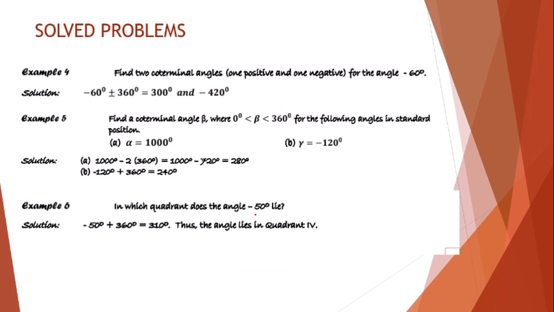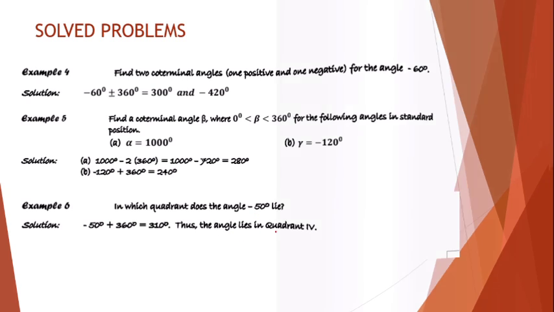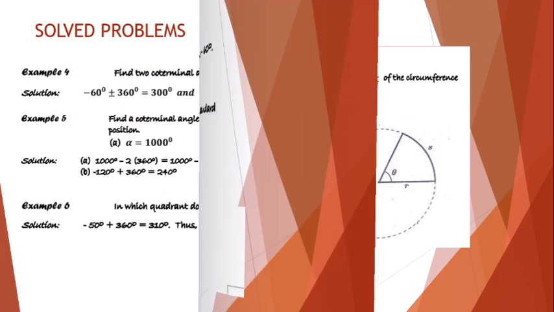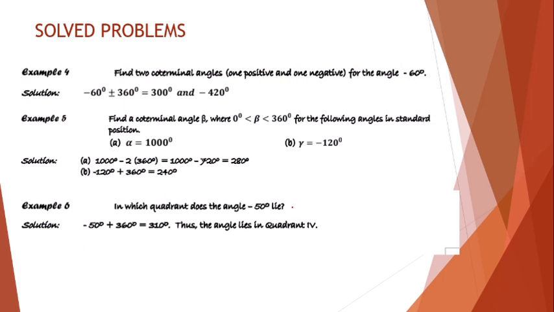Example 6. In which quadrant does the angle negative 50 lie? Okay, the angle lies in quadrant 4. In-add ninyo siya, so 310. Alam ninyo, ang fourth quadrant kasi is from 270 degrees to 360 degrees. So, that lies in quadrant 4.